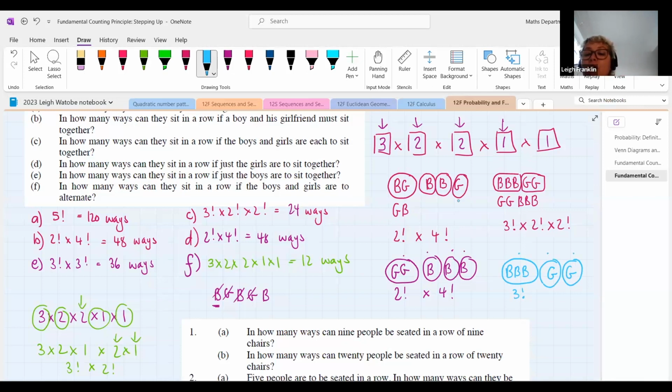Okay, so there are another 3 factorial ways in which they can be arranged with the girls. Because you can have the 3 boys first, then you could have the 3 boys in the middle and a girl on either side, or you could have the 2 girls first and then the 3 boys at the end. Does that make sense? That's why it's 3 factorial ways in which they can sit with everybody else.